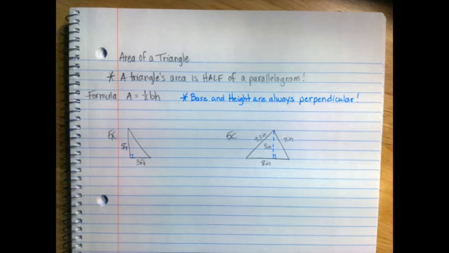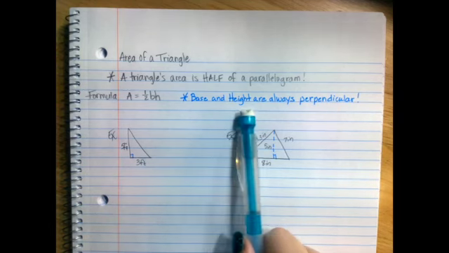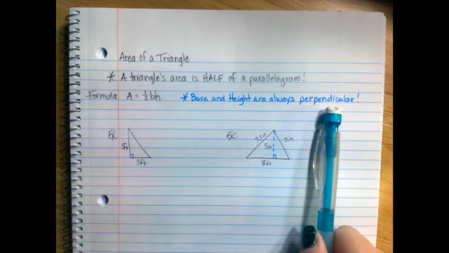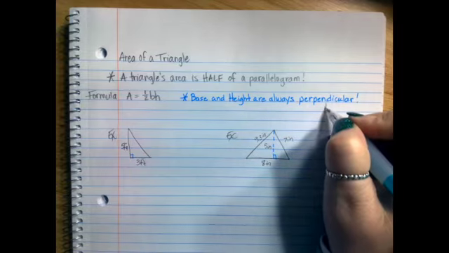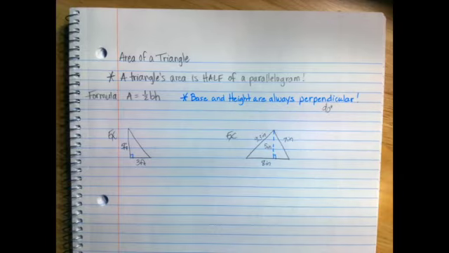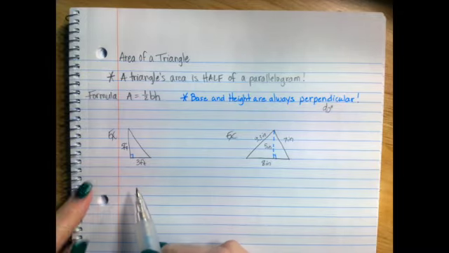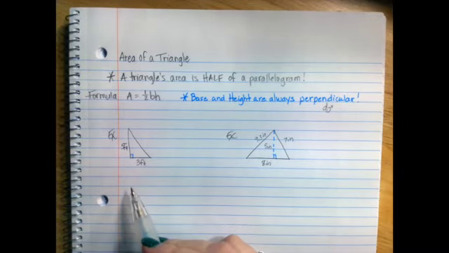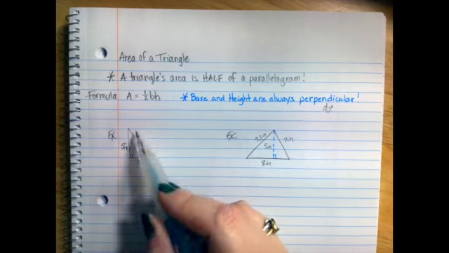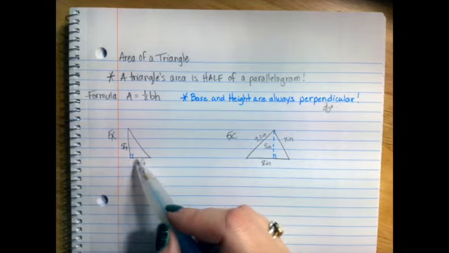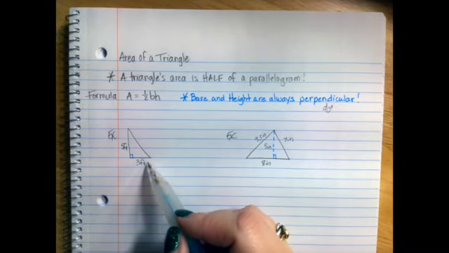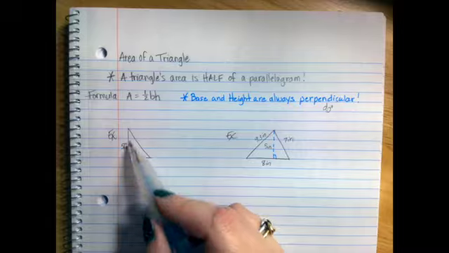We have to keep in mind, again, base and height are always perpendicular, meaning they are going to create a 90-degree angle. All right, so look for those parts. So here we go. Here's our first example. So we have this triangle. We have only two sides that are labeled, and they just so happen to be perpendicular to each other. So we have our base and we have our height.